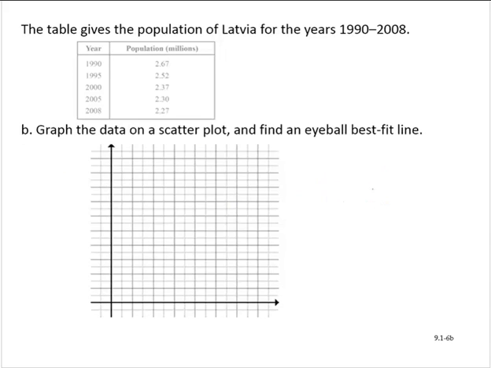We're asked to now graph the data on a scatter plot and find an eyeball best fit line. So I'm going to use T on the horizontal axis and capital P on the vertical axis. Again, we don't want to start at 0, and we see most of these go by 5, so I'm going to put a break in the axis, and I'm going to call this 1985, 1990, 1995, 2000, 2005, 2010.